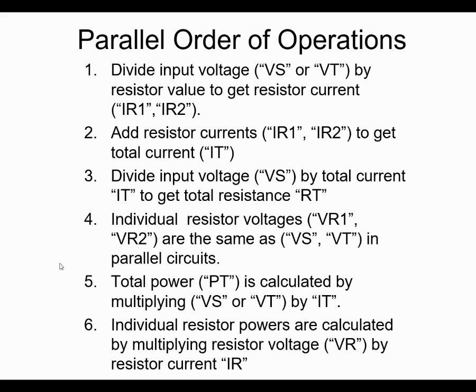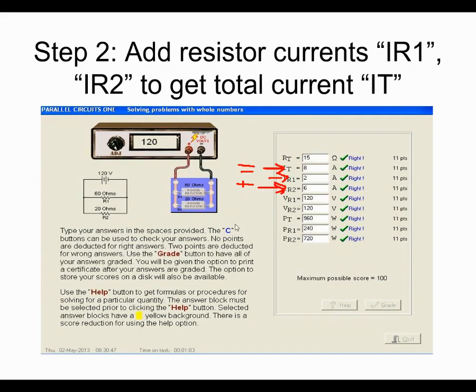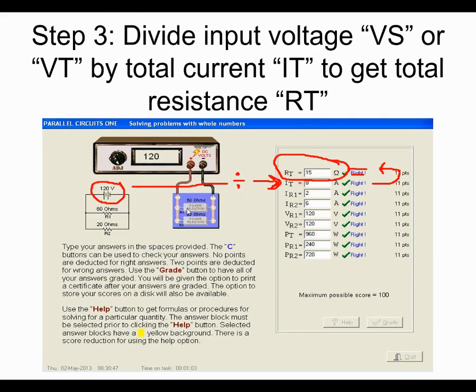Once you have the total current, now you can get the total resistance. You do that by dividing the input voltage by the total current. So you divide the voltage, 120, by 8, and you end up with 15. I want you to notice that the total resistance, 15 ohms, is smaller than any of the resistors in that circuit. That's something that's true in parallel. The total resistance will always be a smaller value than the lowest value resistor in the circuit.